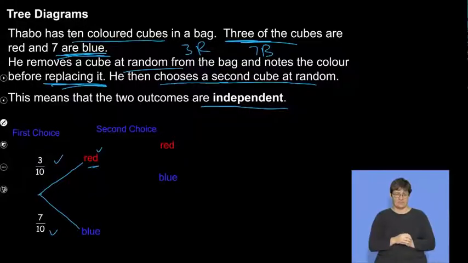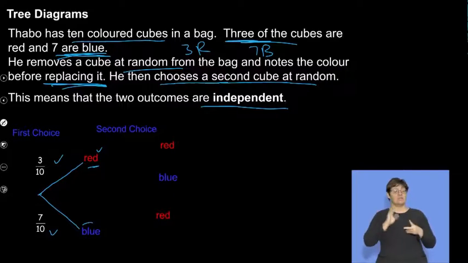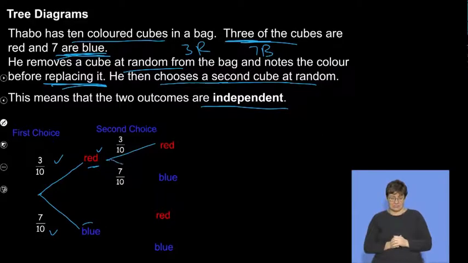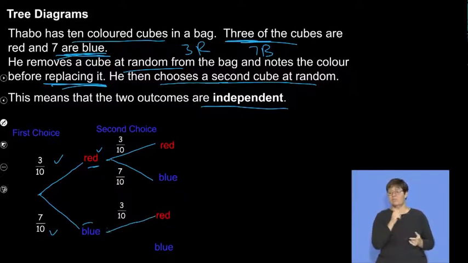So what it means, and for the second part also, if I get blue and replace it, if I do it the second time, I can still get red or blue. What are the probabilities? The probability of red is 3 out of 10, and the probability of getting blue is 7 out of 10. What about the probability of red? Still the same, 3 out of 10, and the probability of blue is still 7 out of 10.